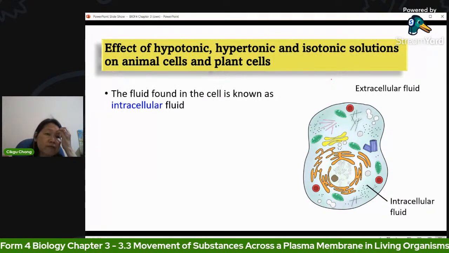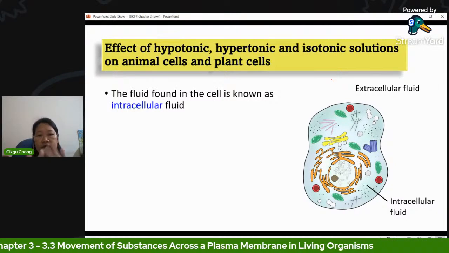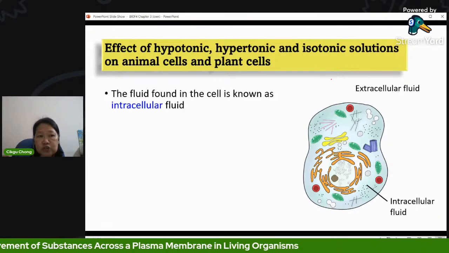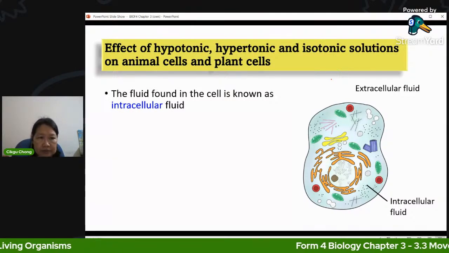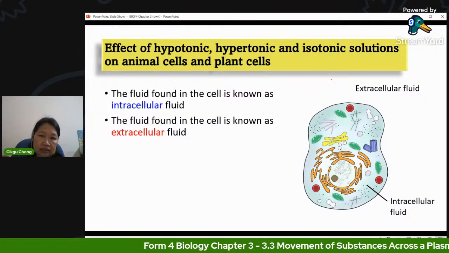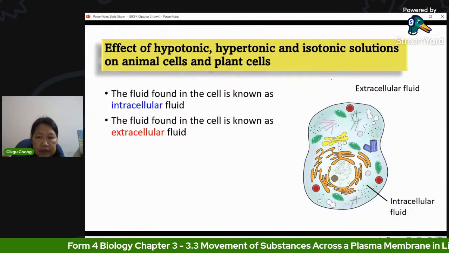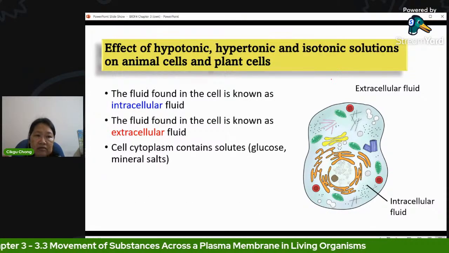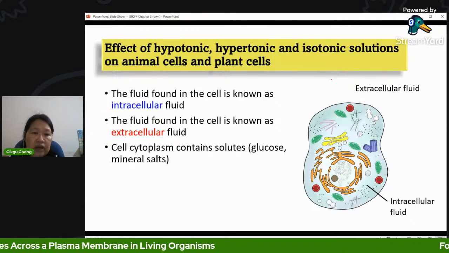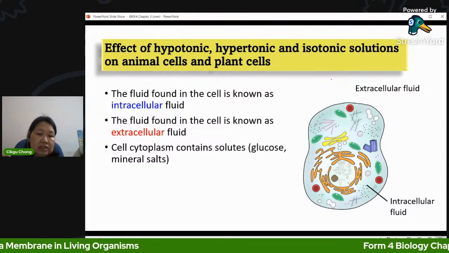Now, any fluid found inside the cell is known as intracellular fluid. Intra means inside, right? Inside the cell. And the fluid that is found outside the cell is called extracellular fluid. It makes a lot of sense, right? So now, the cytoplasm will contain, of course, it cannot be just pure water. It has got substances that the cell needs.